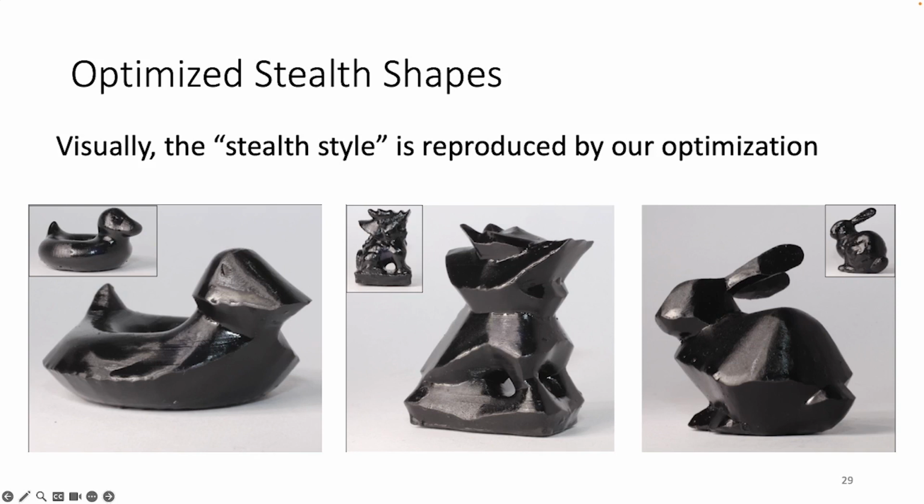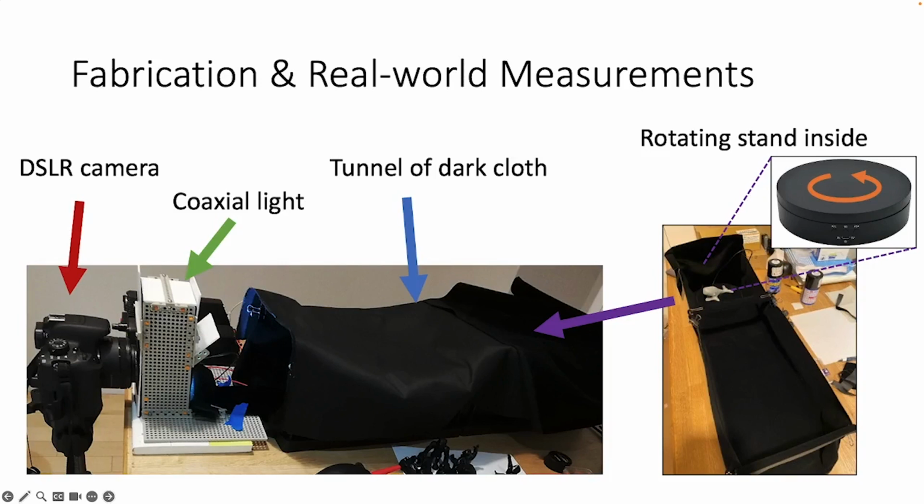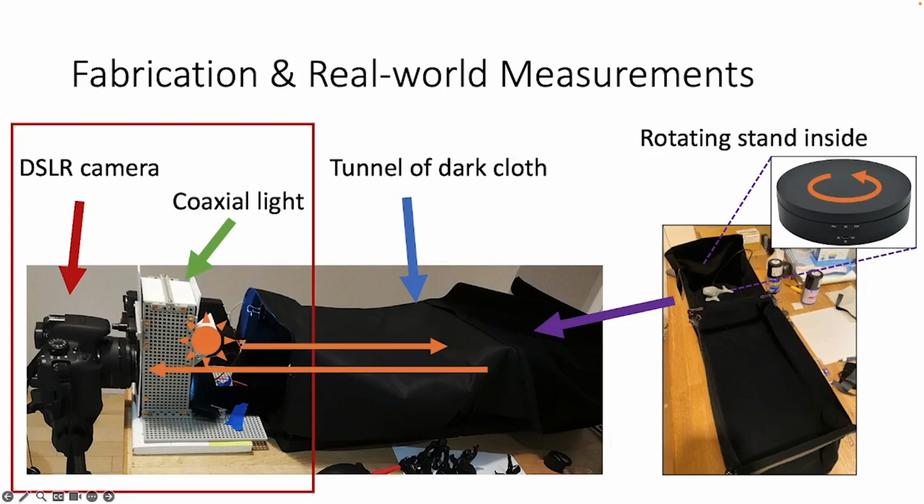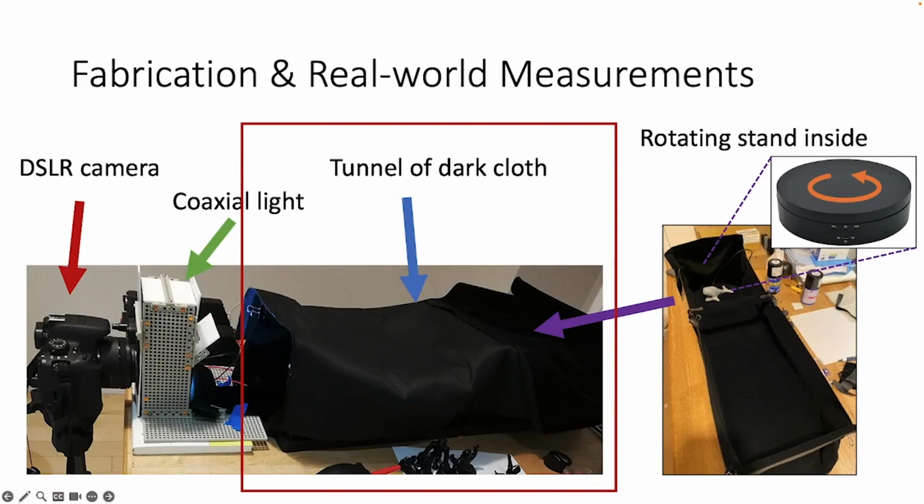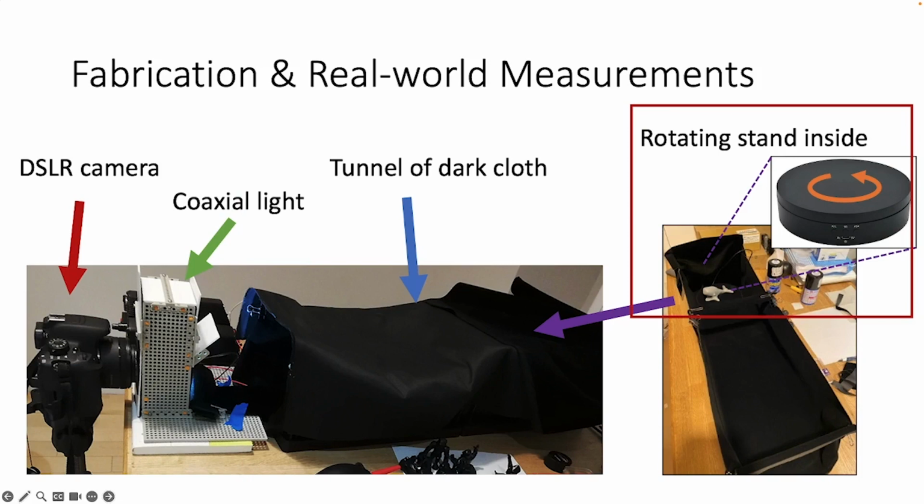But the question is, are they really stealth in terms of the minimized retro reflection? To test this, we conducted a real-world measurement with our 3D printed models. For the experiment, we set up a coaxial light source and sensor to achieve parallel incoming reflection directions, and a dark tunnel to exclude other possible light sources. And we put a rotating stand inside the tunnel to see the object from the optimized circular directions.